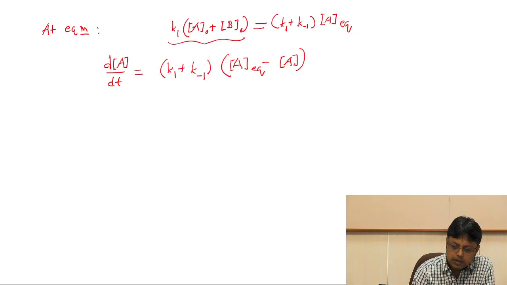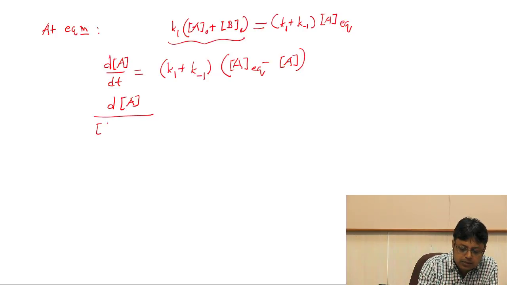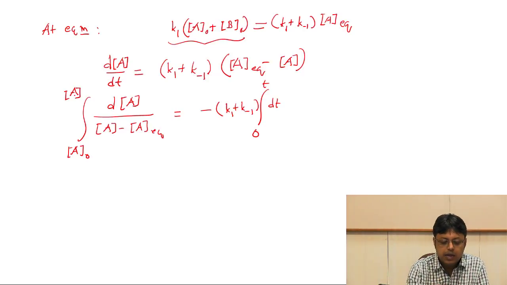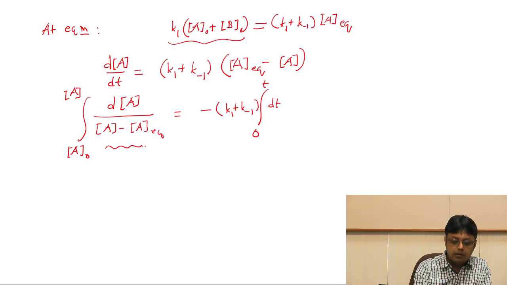And then we can now integrate it. So dA divided by A minus A equilibrium, with a negative sign here, equals K1 plus K minus 1 into dt, and we can integrate that from time equal to 0, where we have the initial concentration A0, to time t, where we have A. So that integration is nothing but a logarithmic integration. So we'll have ln.